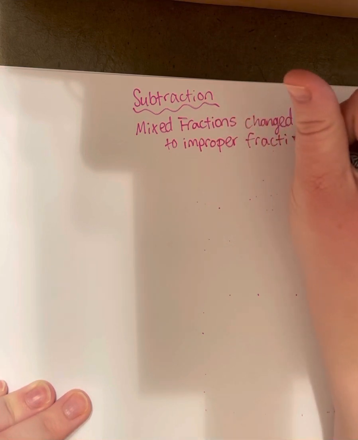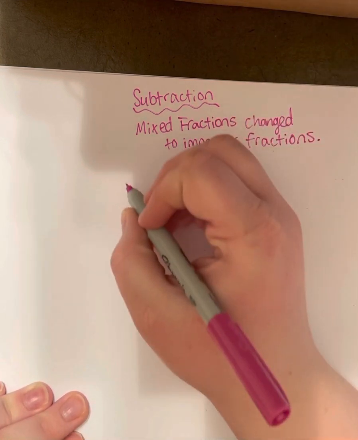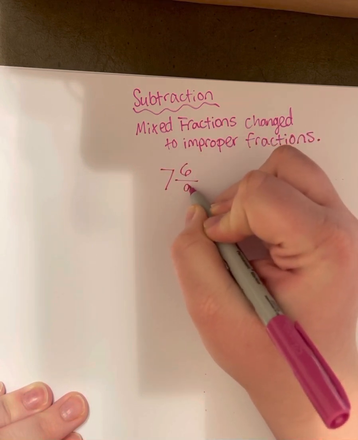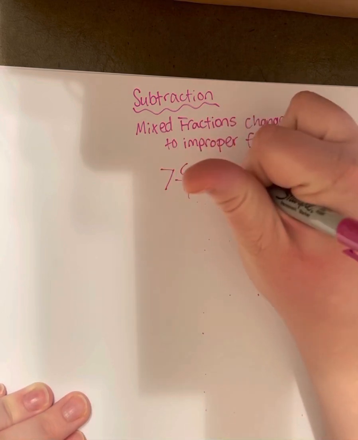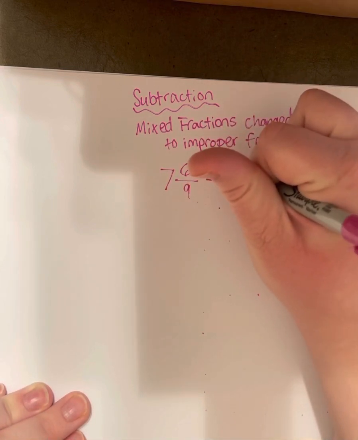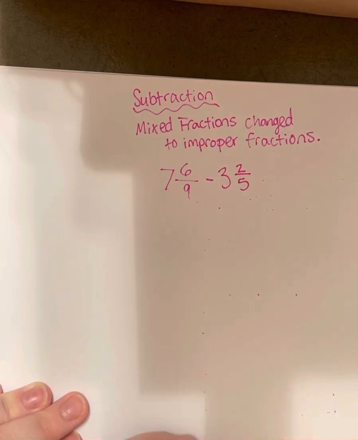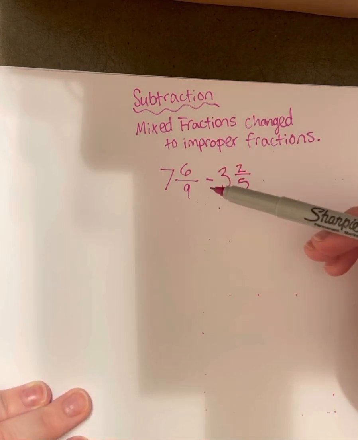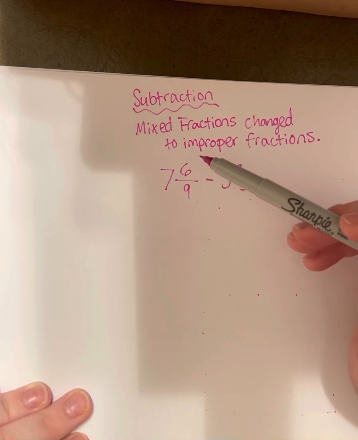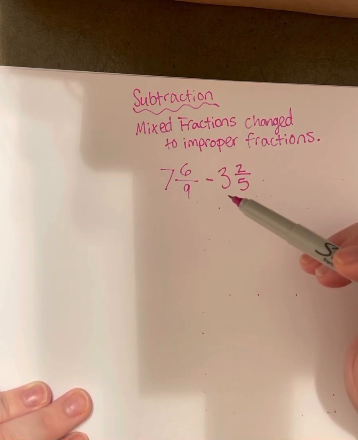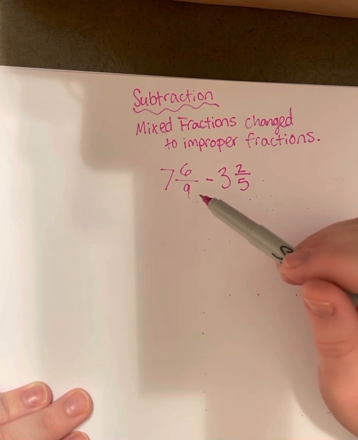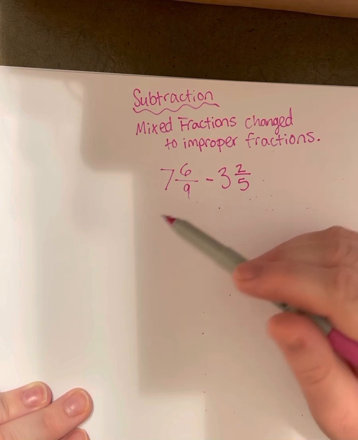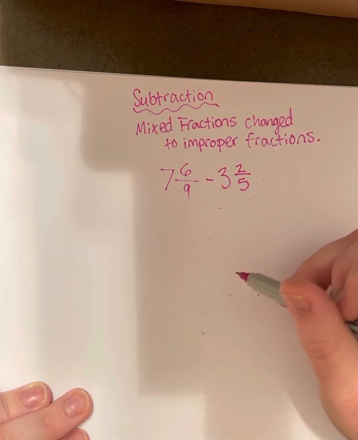So first we need a problem. And this time our problem is going to be 7 6/9 minus 3 2/5. So this can be solved multiple ways. Some people might go ahead and switch it to an improper fraction before solving it. But for this problem, I'm going to leave the numbers as is and solve it by separating the whole numbers and the fractions.